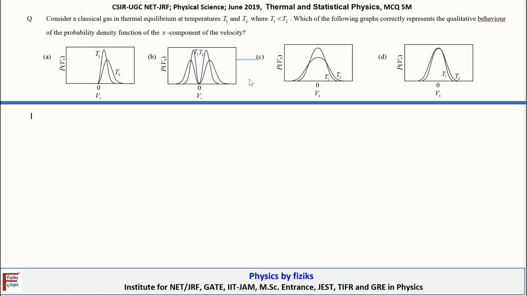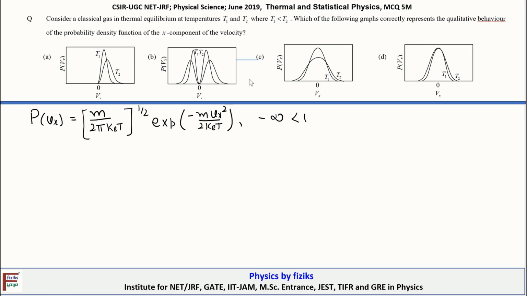So the correct expression is given by, let's denote that P(Vx), and that is equal to (m upon 2 pi kT) power 1 by 2, exponential minus m Vx square upon 2 kBT, where velocity may range from minus infinity to plus infinity. Let's call this our equation 1 here.